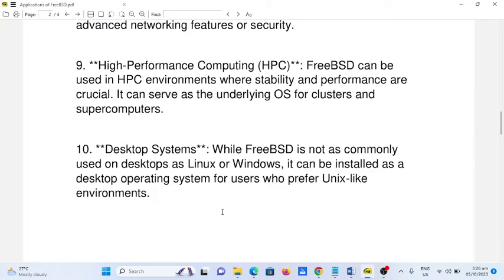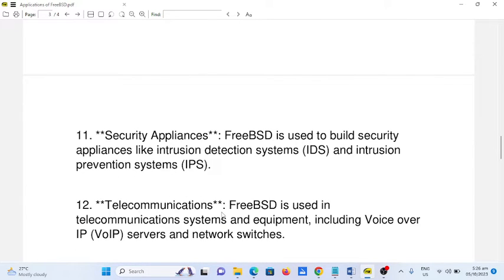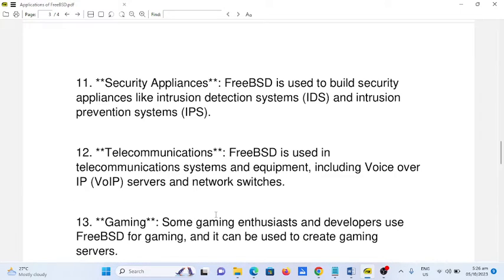While FreeBSD is not as commonly used on desktops as Linux or Windows, it can be installed as a desktop operating system for users who prefer Unix-like environments. Number 11, security appliances. FreeBSD is used to build security appliances like intrusion detection systems or IDS or intrusion prevention systems or IPS. Number 12, telecommunications.